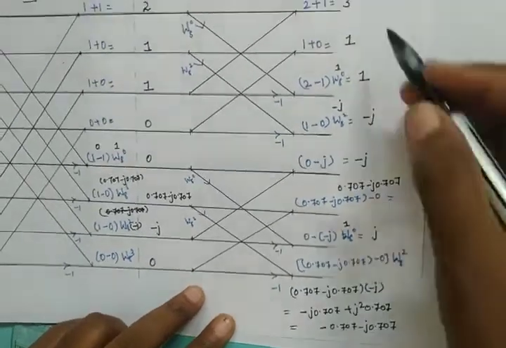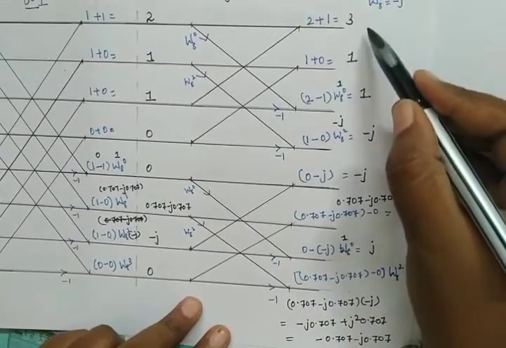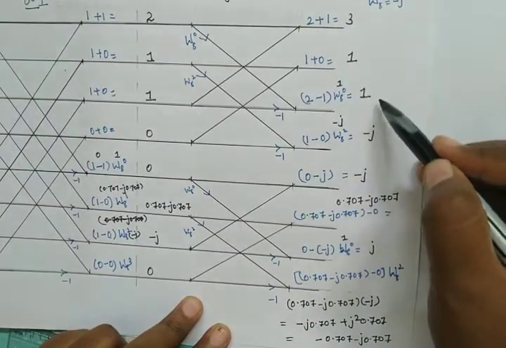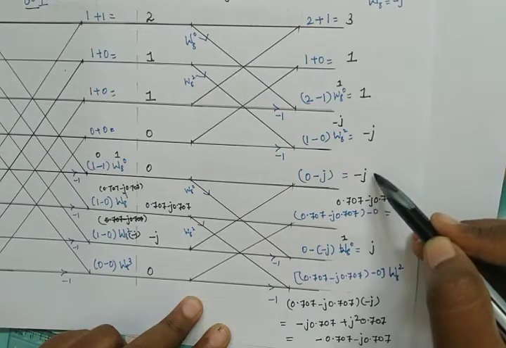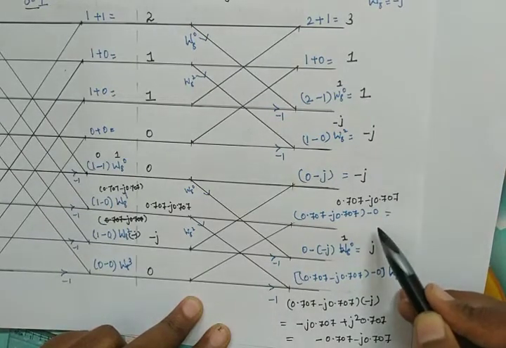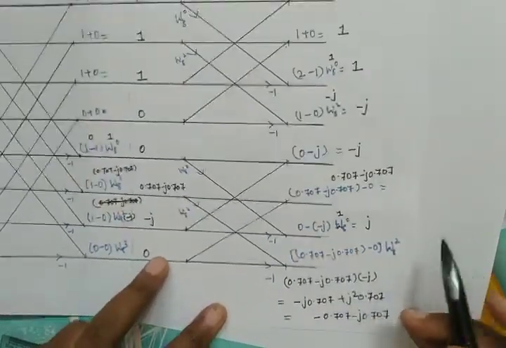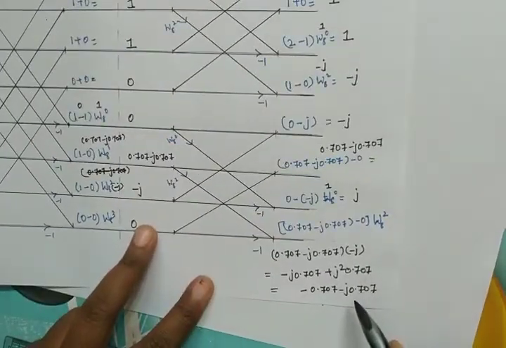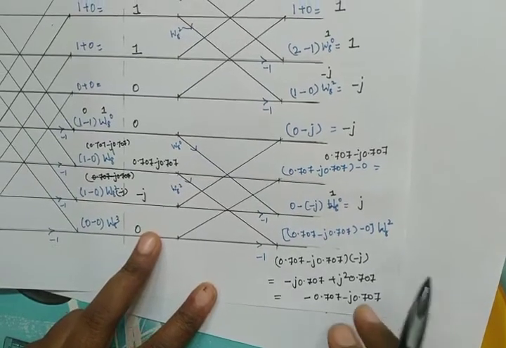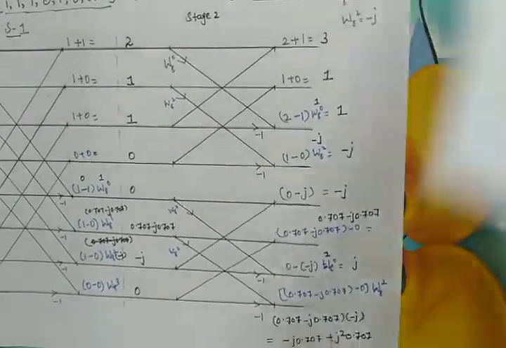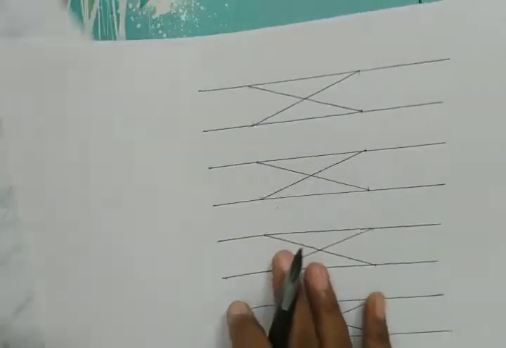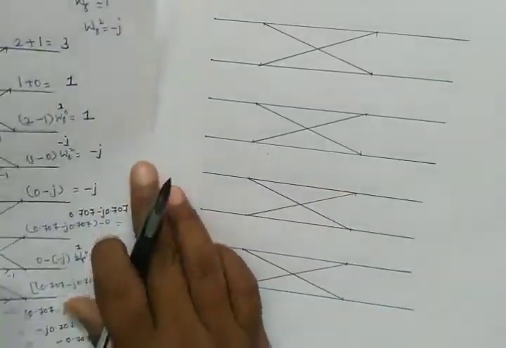Now what is the answer? This is the stage 2 answer. So first is 3, 1, 1 minus j, and here it is 0.707 minus j 0.707. Here it is plus j. Then finally we have minus 0.707 minus j 0.707. So this is what we are going to give as input to the stage 3. Now let us move on to the stage 3. Let us copy from this previous stage. Let us copy the answers from previous stage.